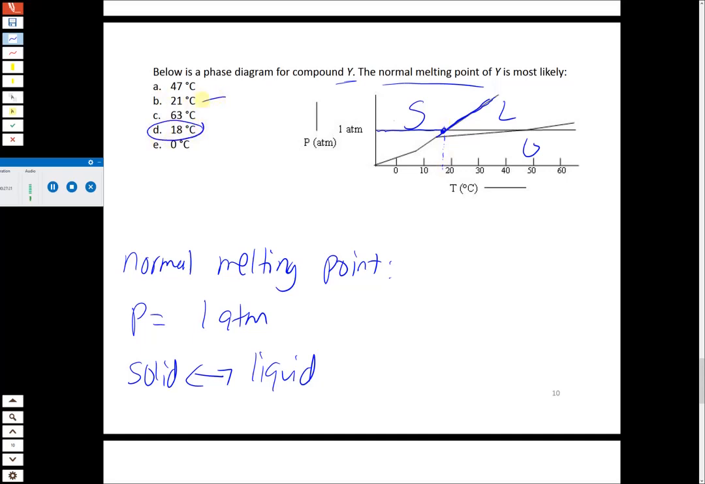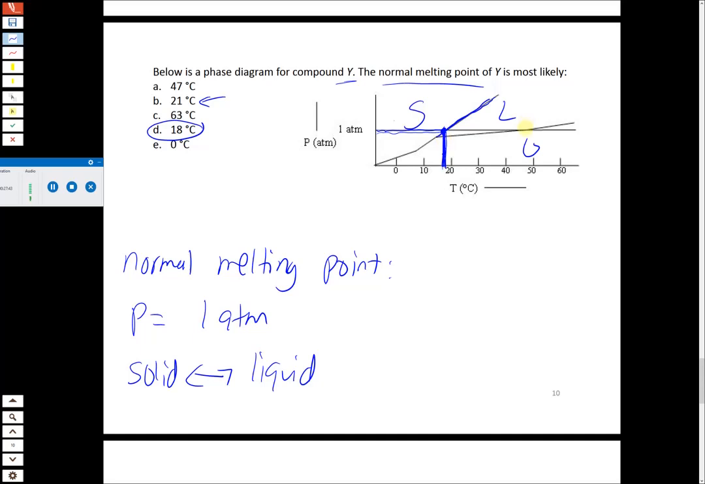We also gave you 21 as the answer choice, but I think it's fairly clear from this diagram, hopefully it was on your computer screen as well, that the melting point here is below 20 degrees Celsius, so 18 is the only one that makes sense. So again, we go to 1 atmosphere, we go over to where it intersects the solid liquid line, and then we drop down and figure out what temperature that is. That's going to be the normal melting point of our substance.